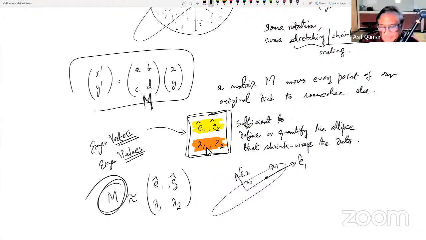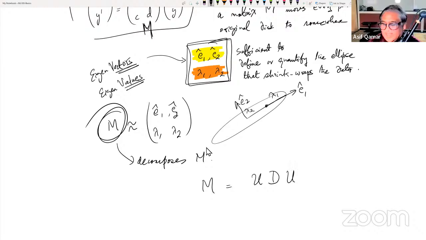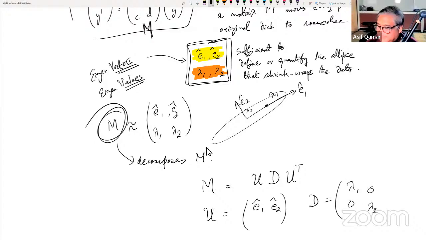And it turns out that there is a mathematical machinery that decomposes M in a very intuitive way, very obvious way, once you get the intuition. Literally, M can be written as U, a matrix U, a diagonal matrix D, and a U transpose matrix, which is also an inverse matrix. But I'll just mention what is U. U is literally E1 and E2 vectors written side by side. This matrix. What is the diagonal matrix? It is nothing but lambda 1, lambda 2, 0, 0, the eigenvalue matrix.